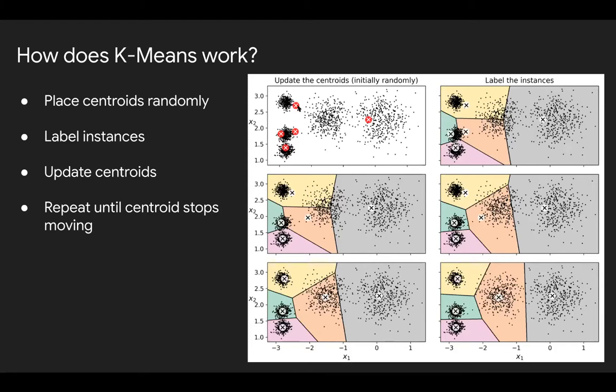In the first diagram here, we can see that the centroids are not actually in the middle of the blobs compared to the last diagram here. And then we label our instances, we update our centroids, and we repeat this step until we have this final output here.